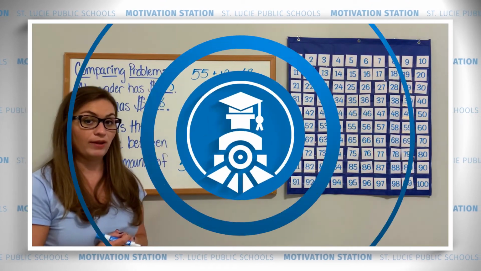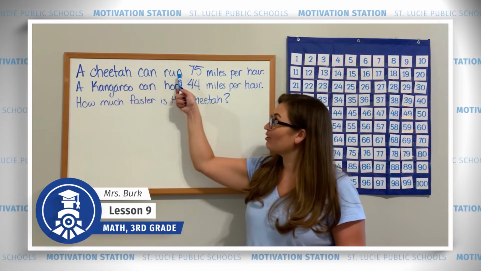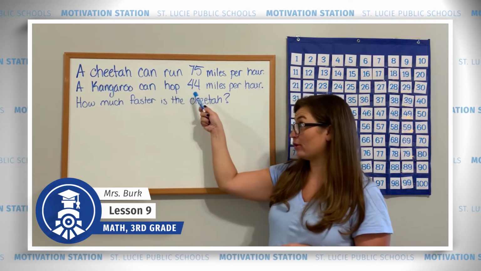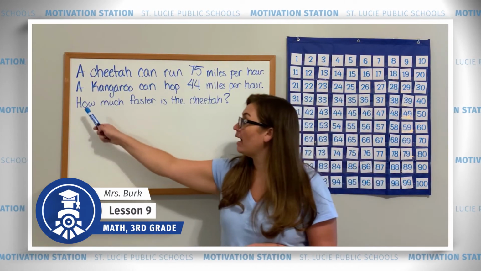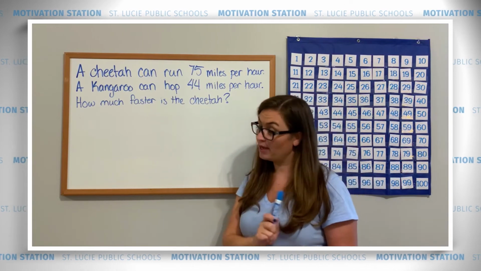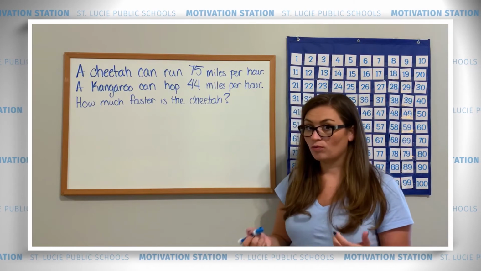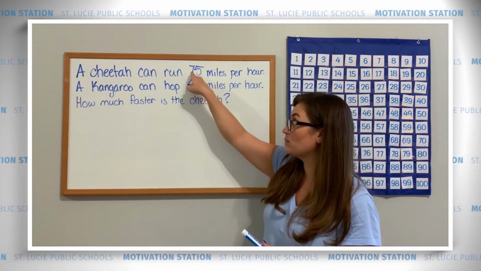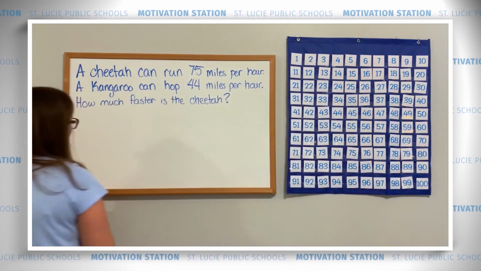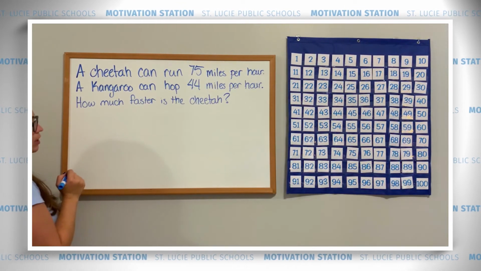Let's solve another one. Here's some animal facts for you. A cheetah can run 75 miles per hour. A kangaroo can hop 44 miles per hour. How much faster is the cheetah? Well, this is a comparing problem because they're using a comparing word like faster. So we need to solve the difference between 75 and 44. Let's go ahead and do this on an open number line. Remember, we can do comparing problems with addition or subtraction.